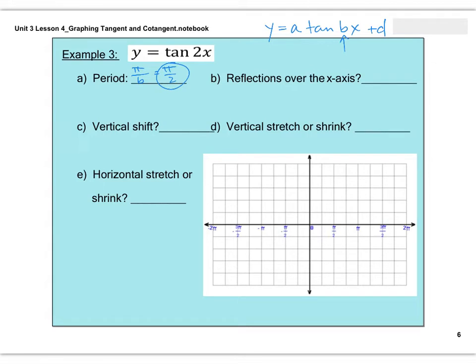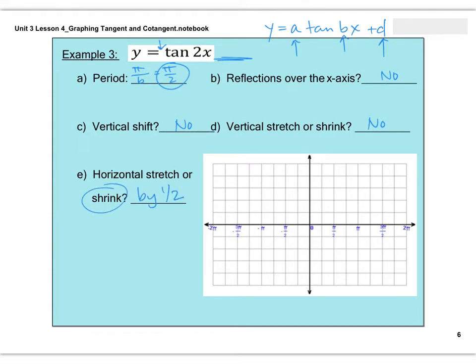Does it reflect over the x-axis? Well, a would affect that. And so in this case, we just have nothing in front of the word tangent. It's like a 1, so there's no reflection over the x-axis. Is there a vertical shift? That would be if there's a d. There's not. There's nothing floating around back here anywhere. Is there a vertical stretch or shrink? No, because a is 1. And is there a horizontal stretch or shrink? Yes, there is. This time, remember, instead of our period being pi, our period is pi over 2, so it's shrinking by a half.